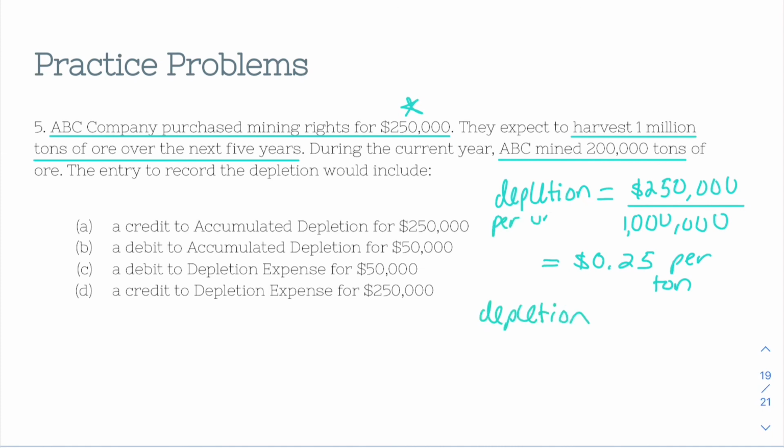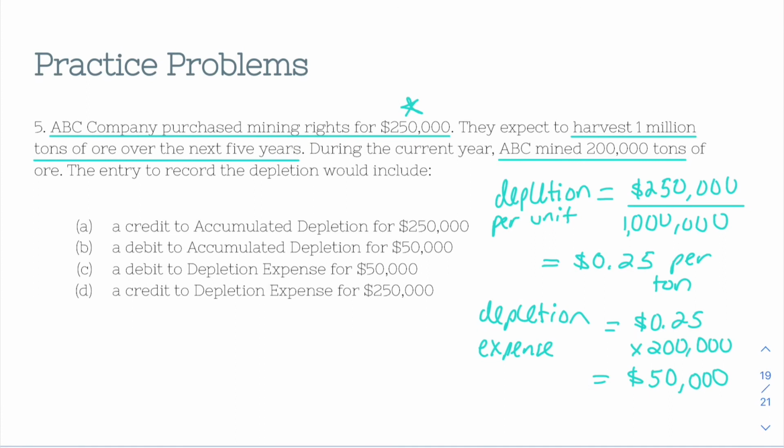And then that's depletion per unit. Our total depletion expense is going to be the 25 cents per ton times the number of tons mined in year 1. So that is 200,000 tons. So that gets us a depletion expense of $50,000. And we're not done there. Then it asks us how we would record that.